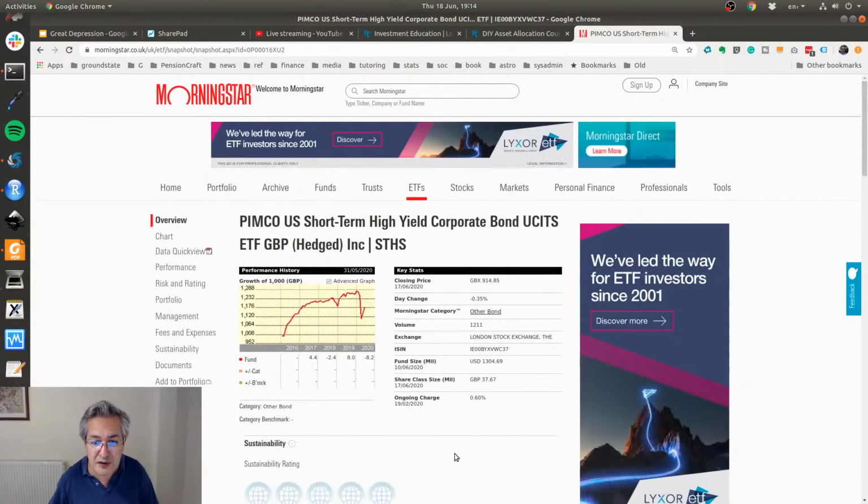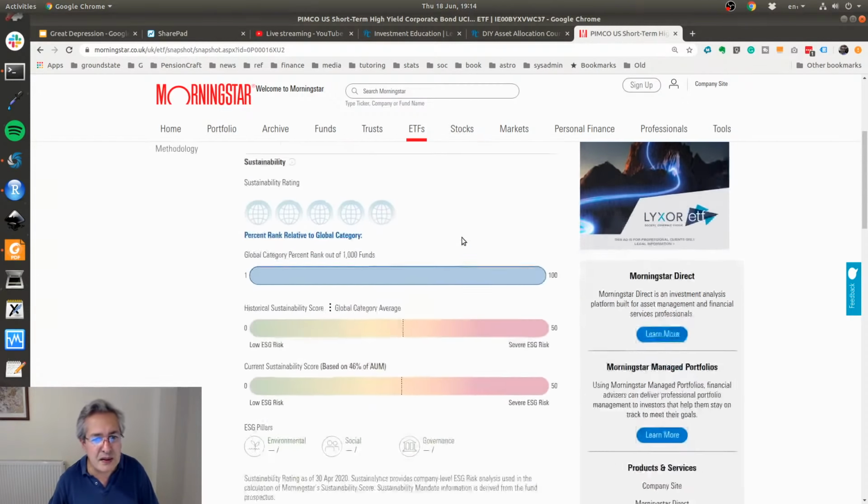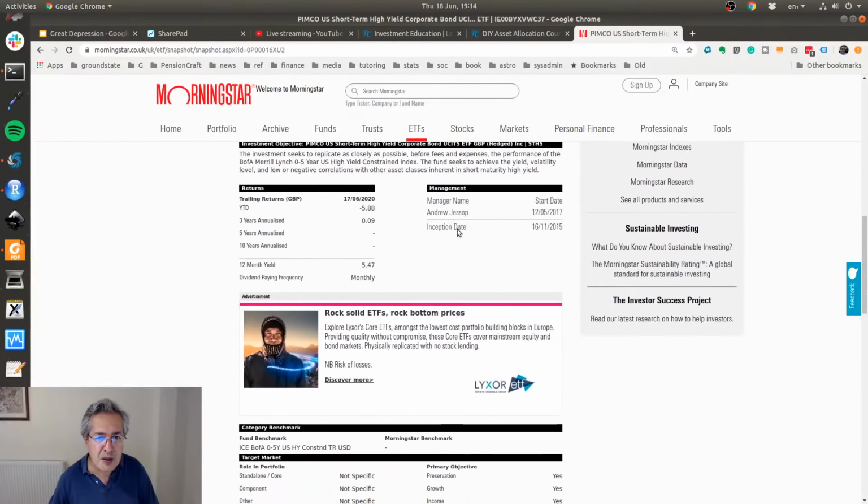The first thing I always look at is the ongoing charge, which for this one is fairly high. It's 0.6%. But generally for high yield, because it's illiquid, you do get high fees. But there are much lower fee high yield funds. I've seen some for as little as 0.2% in the US.